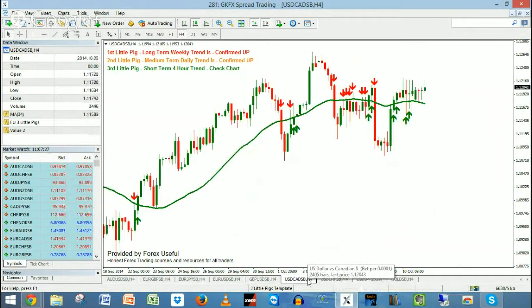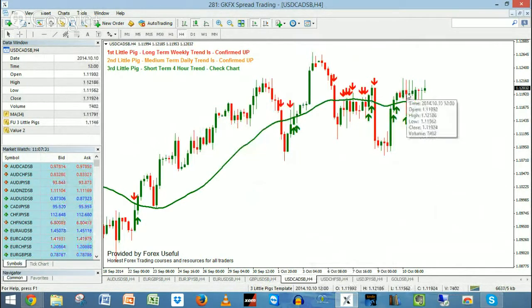Onto USD CAD, we're long here. This here's the entry here, this candle or this one, depending on your stop loss strategy. So we're long here, and if this goes up north, we'll be involved and hopefully make some money on USD CAD.